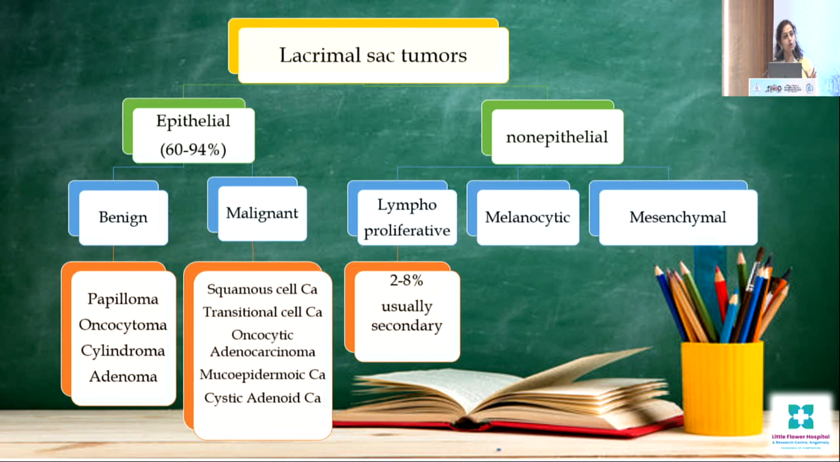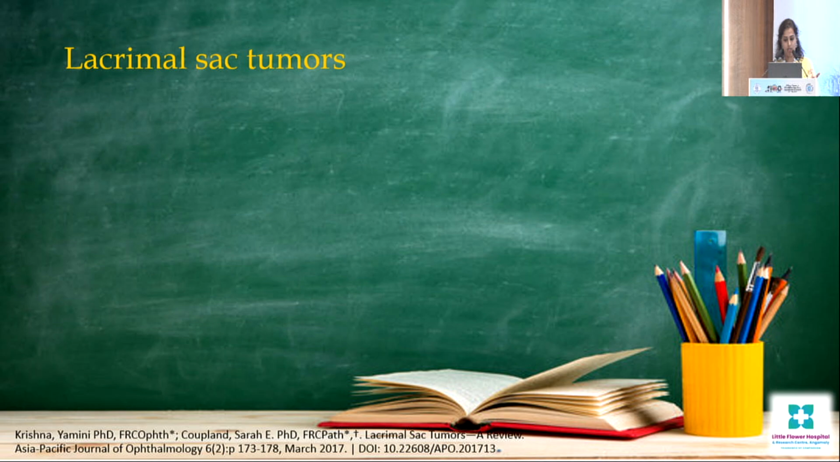As you all know, the lining of the lacrimal sac has pseudostratified columnar epithelium with interspersed ciliated respiratory epithelium, and the nasolacrimal duct has ciliated respiratory epithelium. So you have a vivid number of tumors which can arise from the lacrimal sac. The main are epithelial tumors, which account for 60 to 94%, of which the most common benign is a papilloma, and the most common malignant is a squamous cell carcinoma. Non-epithelial tumors include lymphoproliferative, melanocytic, and mesenchymal tumors.